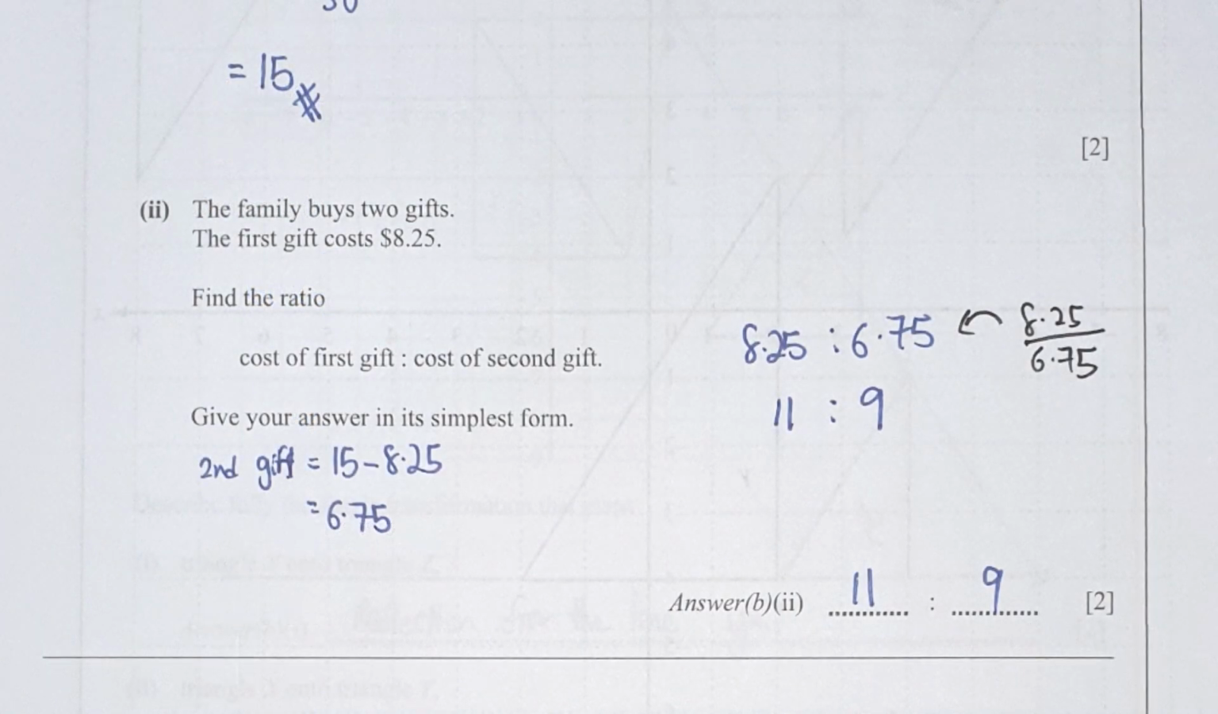The family buys 2 gifts. The first gift costs $8.25, which means that the second gift is actually 15 minus 8.25. You get 6.75. So to get the simplest form ratio, simply take 8.25 divided by 6.75. You will get your final result as 11.9.